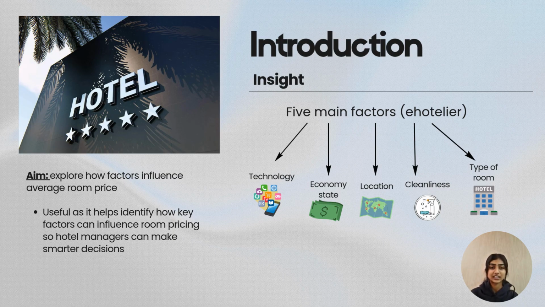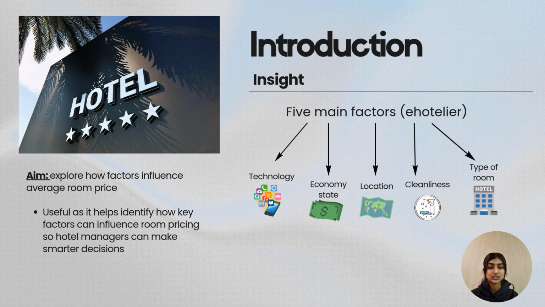Using a dataset taken from 300 hotels, our aim is to investigate how factors like location, rating, costs, and affiliation can influence our dependent variable, average room price, and find out which variables have the strongest relationship with it. Research from eHotelier shows the five main factors that influence room prices are location, state of economy, technology, cleanliness, and the type of room, with hotels closer to tourist areas and luxurious rooms charging more.